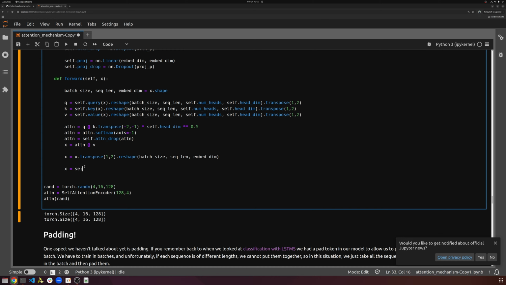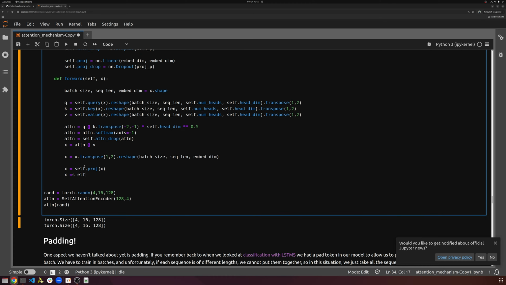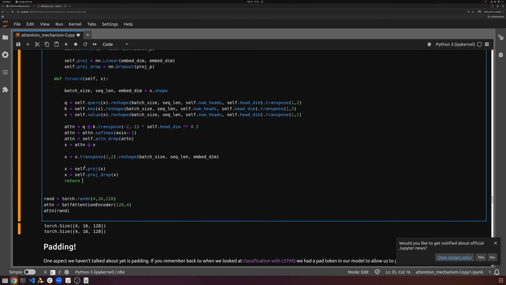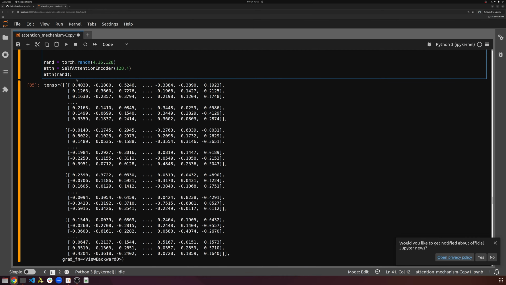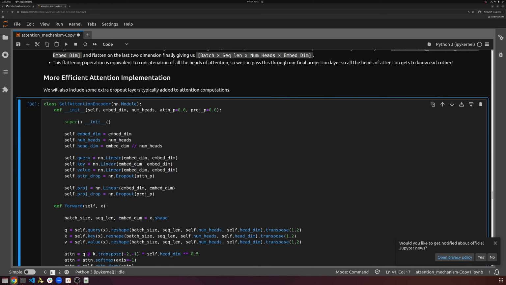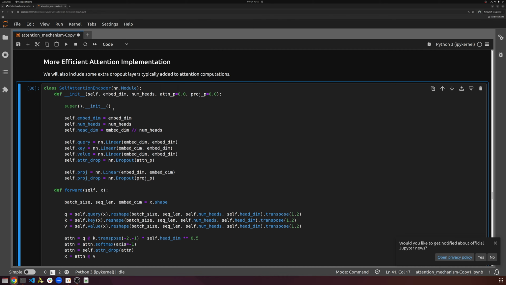So x is equal to self.proj x. And then x is equal to self.proj_drop x, return x. So this is us doing the projection and the dropout, and we're good to go. We can print out the shape. And this is basically a full-fledged implementation of our attention mechanism.